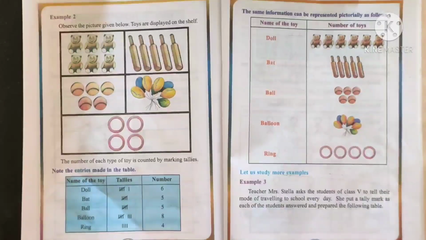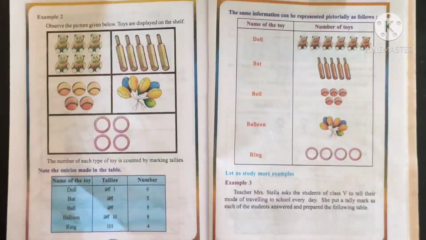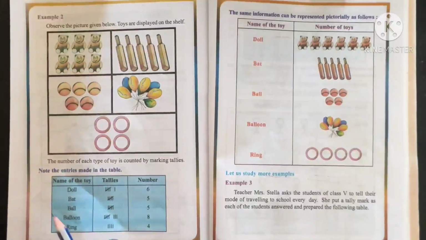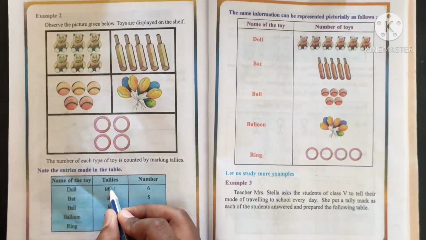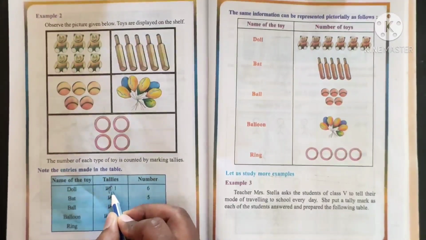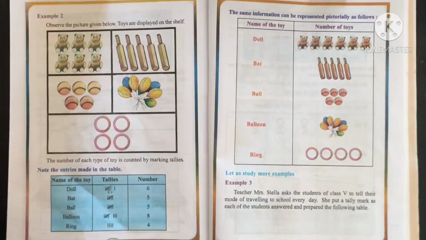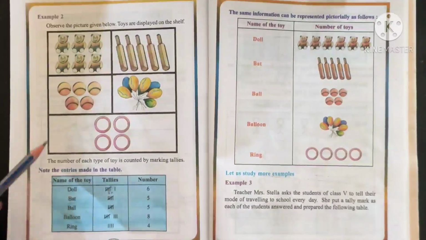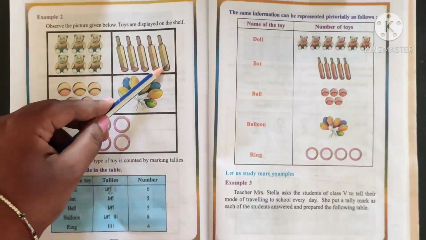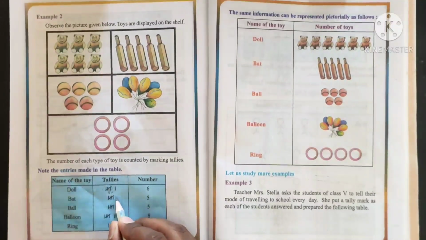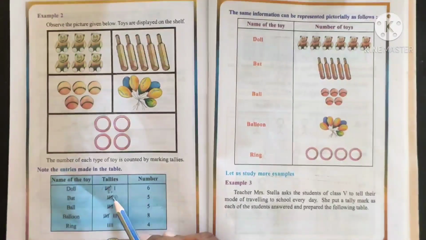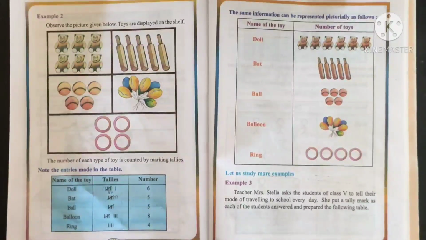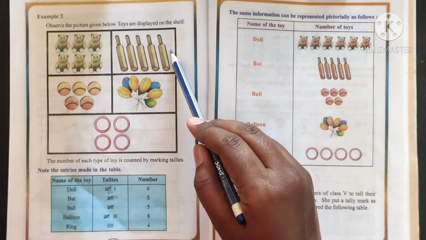So we have already seen how to mark tallies, how to count the marks using tallies. Now the number of dolls, we know that this is read as 5 and this is 5 plus 1, 6. So you can see here that there are 6 dolls. Next is bat. We can see 1, 2, 3, 4 and 5 bats. So this is read as 5. Every fifth vertical line strikes out the other 4 standing lines. So the number of bats is 5.